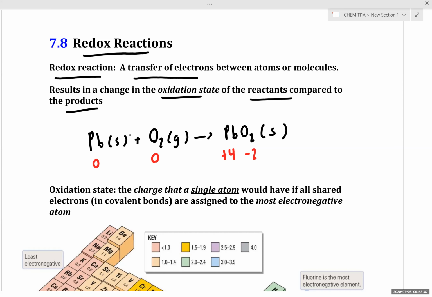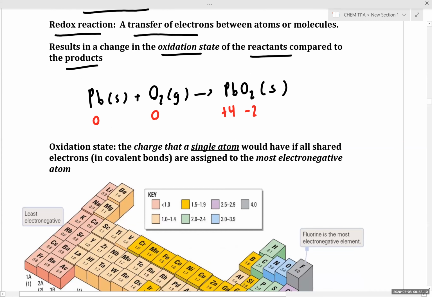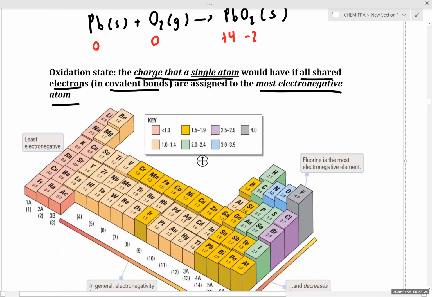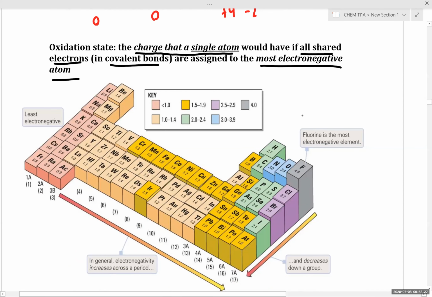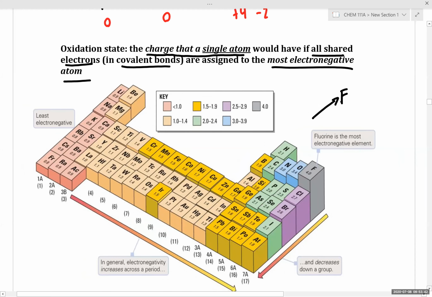Okay, so what is the formal definition of oxidation state? It's the charge that a single atom would have if all the shared electrons in covalent bonds are assigned to the most electronegative atom. If you need a refresher on electronegativity, here's the table below. Essentially, fluorine is the most electronegative, and atoms have decreasing electronegativity moving away from fluorine: moving down a column and to the left across a row, electronegativity drops.